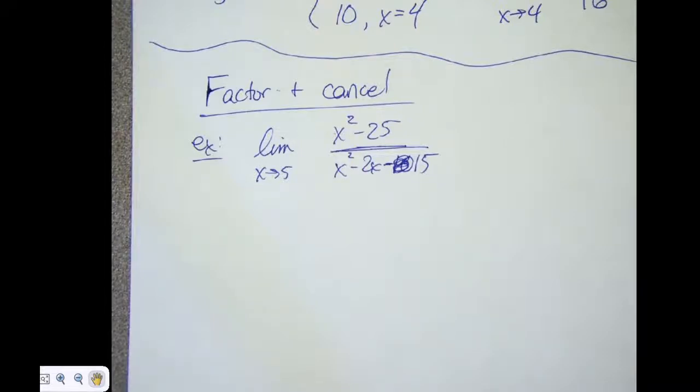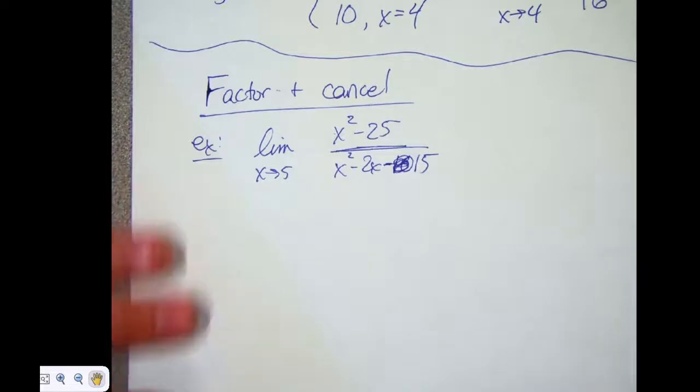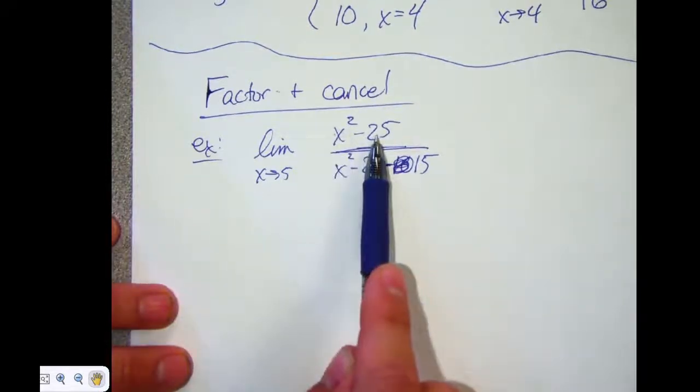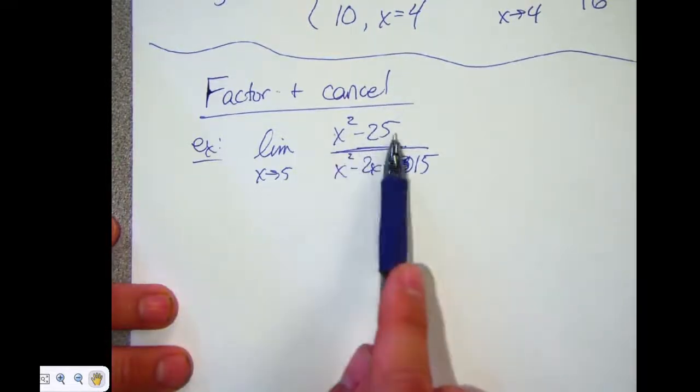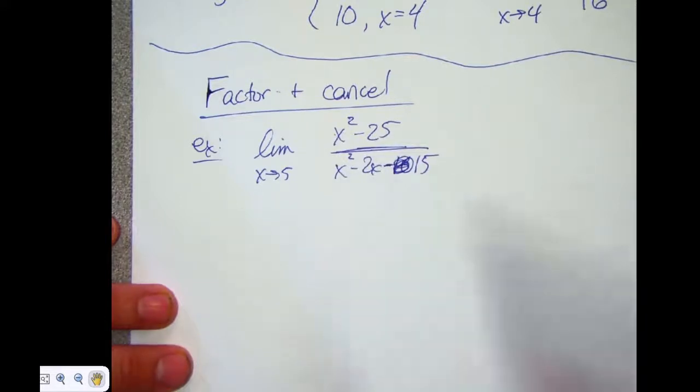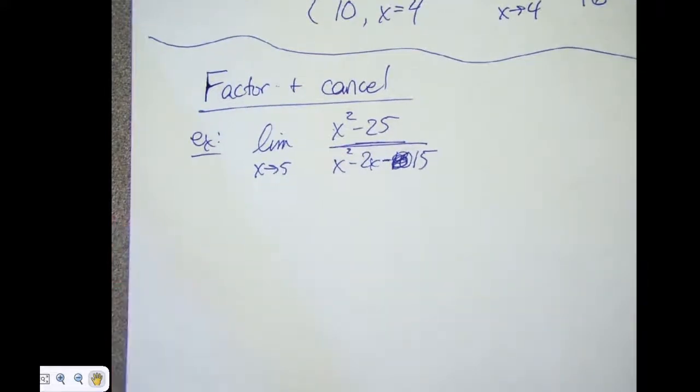So your first kind of technique or attempt is always just plug it in. Sometimes it looks like it's going to be a pain, but then you plug it in, you're like, oh, this actually works. This one won't. So if I plug in 5 into the top, I'm going to get 25. Or I'm going to get 0. If I plug 5 into the bottom, I'm going to get 0. And then you're kind of stuck.